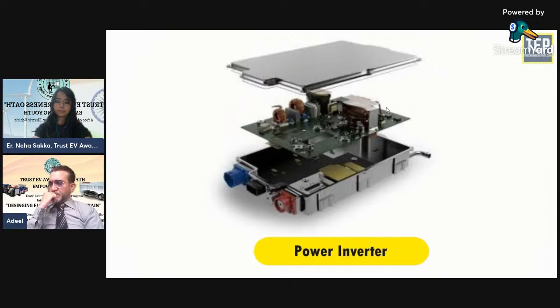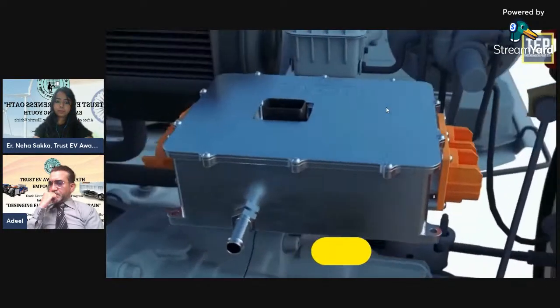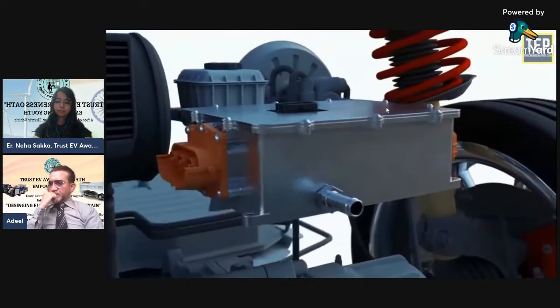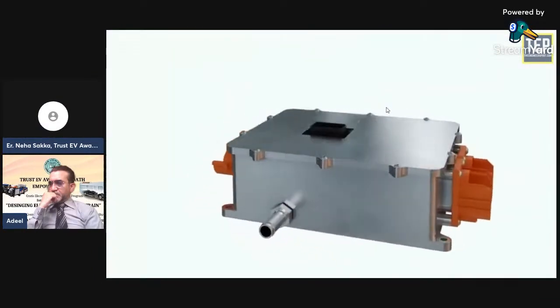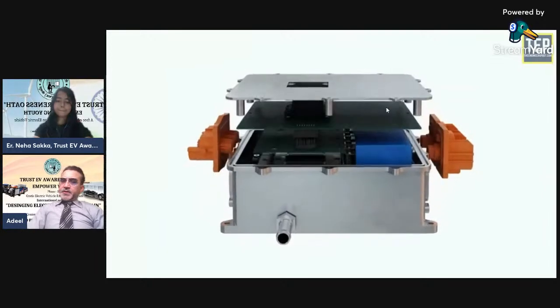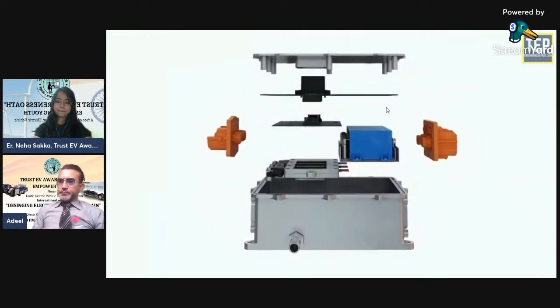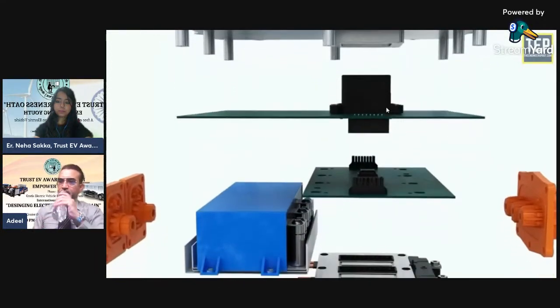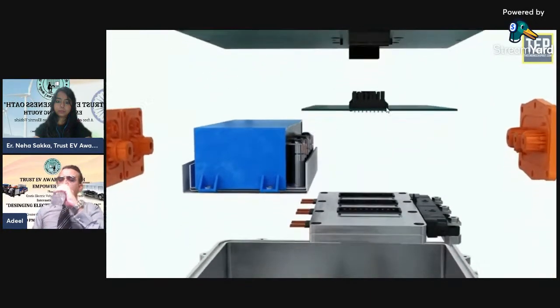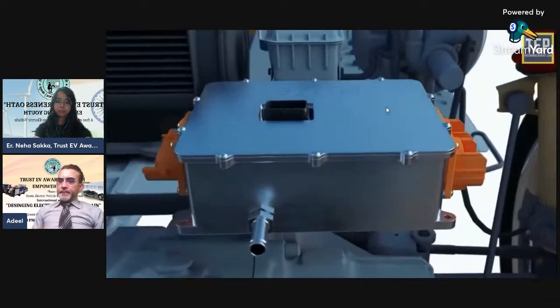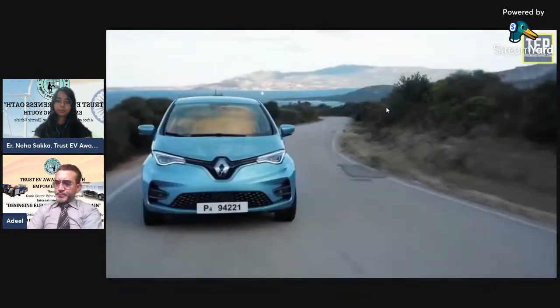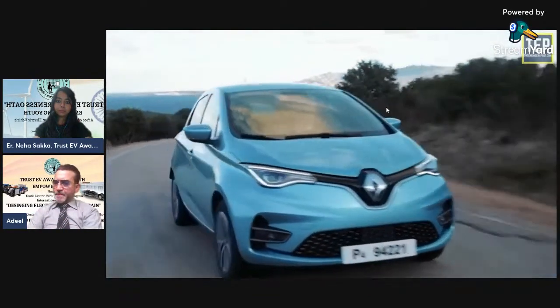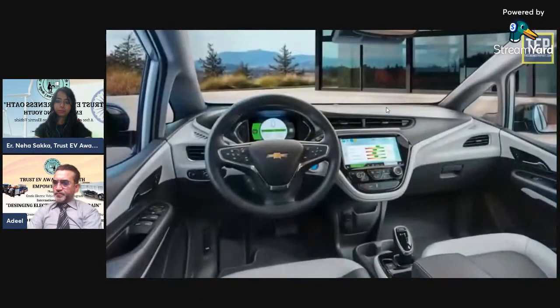Power inverter. The inverter functions to change the direct current on the battery into an alternating current, and then this alternating current is used by an electric motor. In addition, the inverter on an electric car also has a function to change the AC current during regenerative braking to DC current, which is then used to recharge the battery. The type of inverter used in some electric car models is the bidirectional inverter category.